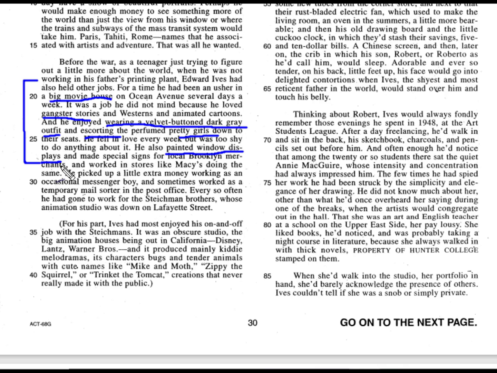The question says, according to the passage, all of the following were aspects of the job at the movie theater. So when he was working at the movie theater, was he painting the displays? He also painted window displays and made special signs, but it was for the Brooklyn mechanics. So these signs were not for the movie theater. So you see that's the correct answer, answer choice D. Remember, you're looking for the one that's not in there, even though painting the windows is in there, you're not painting the windows for the movie theater. Answer choice D for problem number 5.